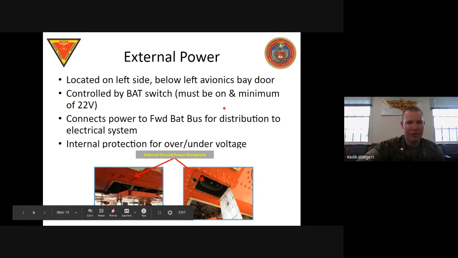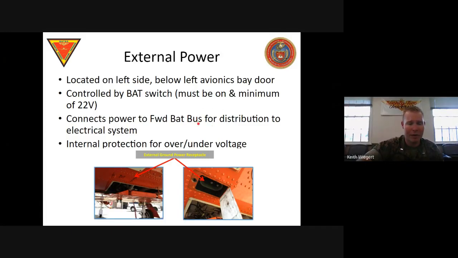Remember, we do not connect external power in this aircraft below 22 volts on the battery. It connects directly to the battery and then distributes to the 4 battery bus and everything else. Cool thing about it is the aircraft does have internal protection for over and under voltage. So if the start cart's on the fritz or something, it will automatically disconnect from the start cart so that it doesn't fry the plane in any way.